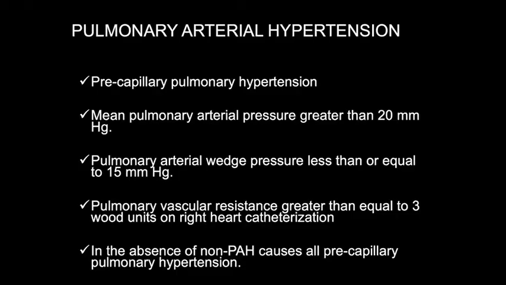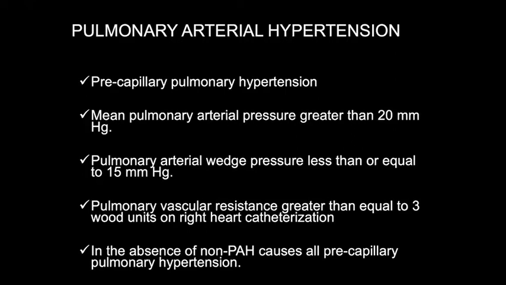So now let's talk about pulmonary arterial hypertension, because in this group we have a special class of medication and it is treated very differently from other classes. So what does pulmonary arterial hypertension mean? It's a pre-capillary pulmonary hypertension, so it is before the capillaries. The mean pulmonary arterial pressure is greater than 20 mmHg. That's the definition you require to have a diagnosis of pulmonary hypertension. Mean pulmonary arterial pressure greater than 20.